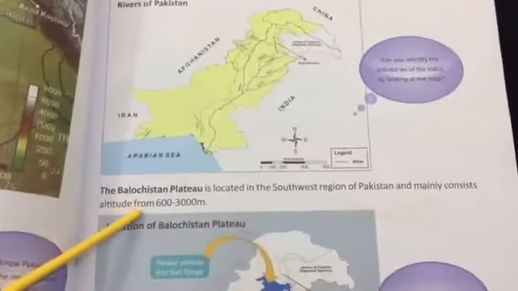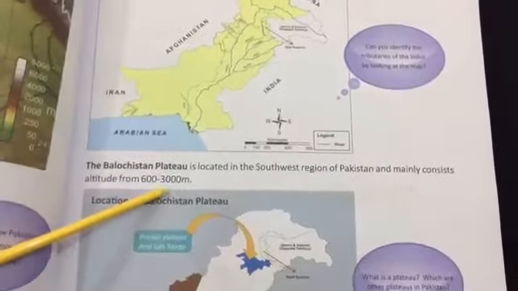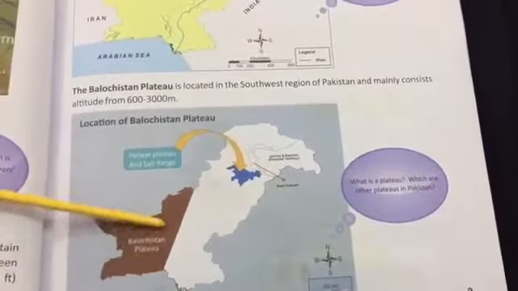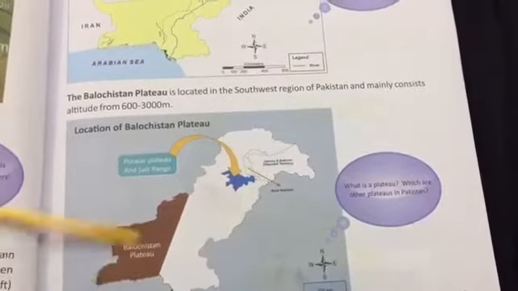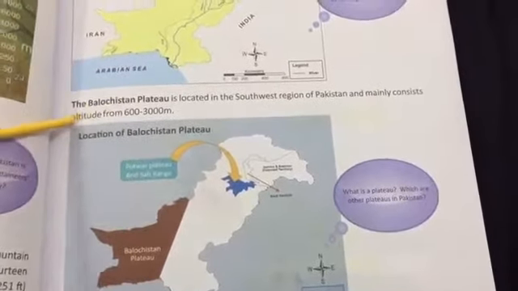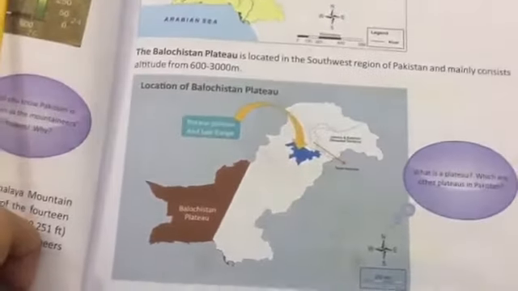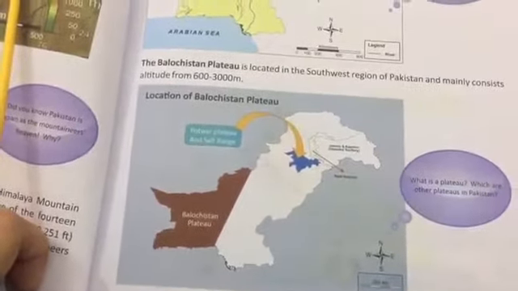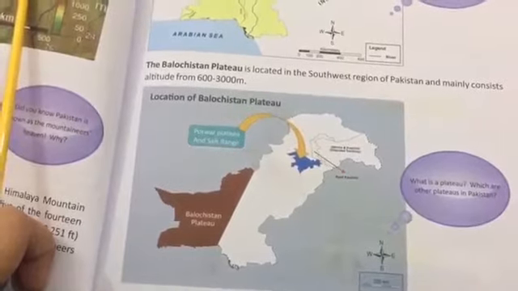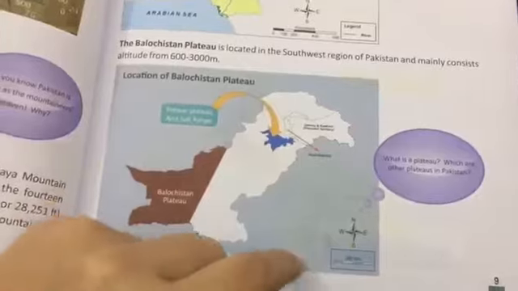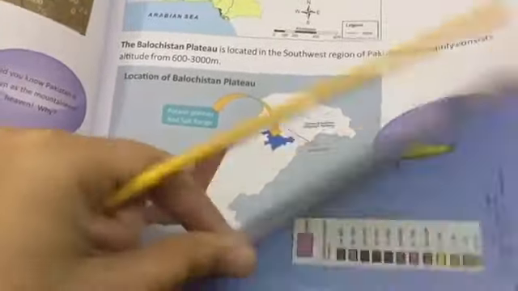Then we have the Balochistan Plateau. The Balochistan Plateaus are located in the southwest region of Pakistan, and they have an altitude from 600 to 3000 meters. I hope you all know what plateaus are. Plateaus are like small mountains, but they are flat from above and they do not have as much height as the mountains have.